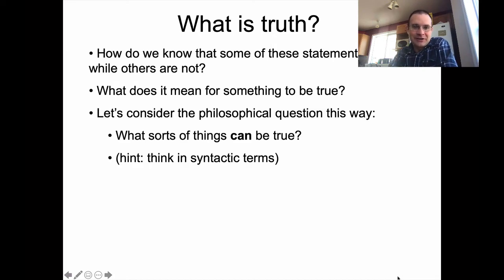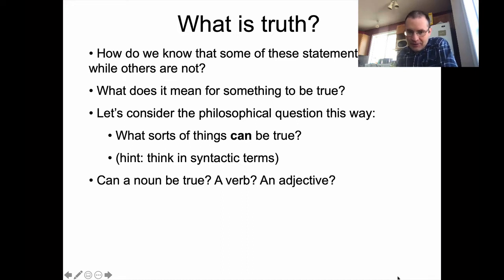But I'm going to consider an answer to the question that's philosophical in nature, and we're going to actually boil it down to something linguistic to say what sort of things can be true. And the way we're going to think about this is in syntactic terms, kind of based on the terms we just learned in the pragmatics lecture. So if you think about it, a noun can't be true. Like we talk about the meaning of the word kitchen. The kitchen is a noun. It's an entity. It's all around me at the moment.